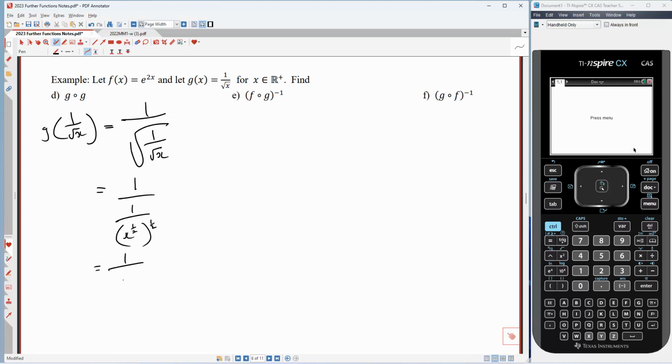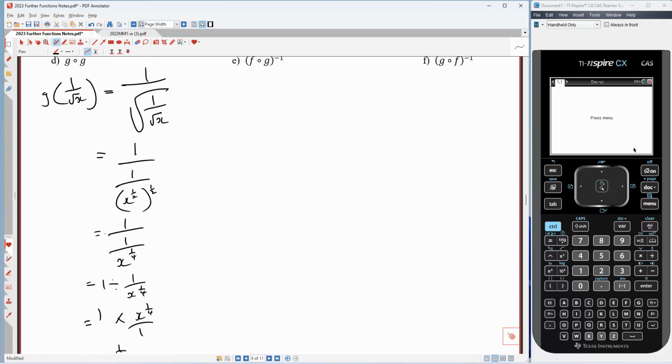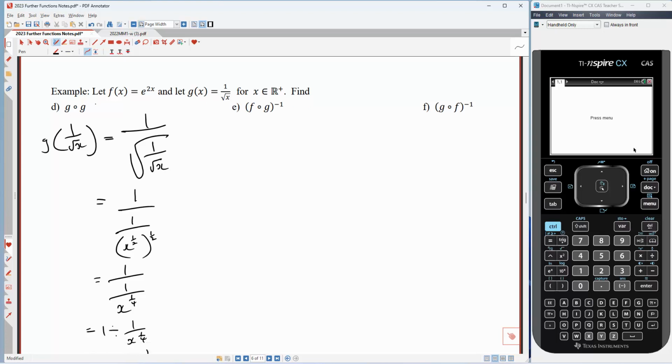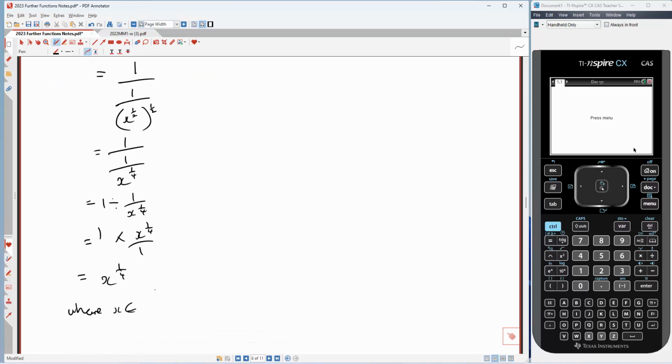This is 1 over x to the quarter. Now that's 1 divided by 1 over x to the quarter, which is 1 times x to the quarter over 1, which is x to the quarter. Alright, so g of g is simply that. Now what's its domain going to be? It's going to be the same as the inside, so it's where x is an element of all real positives.